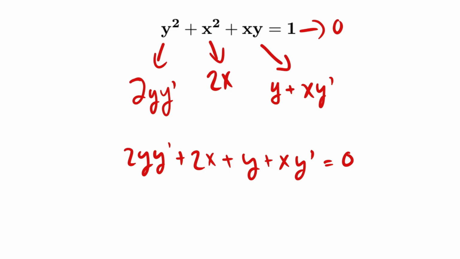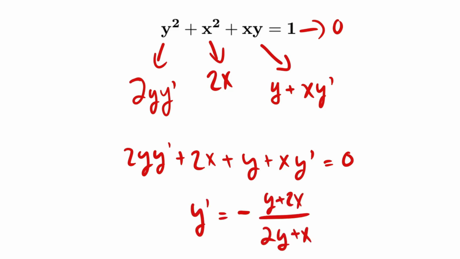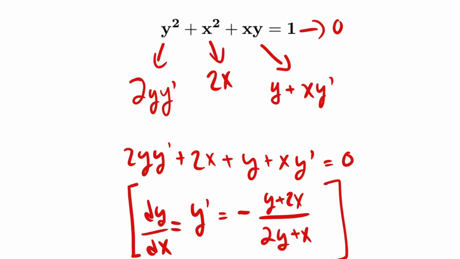And here now, all you have to do is solve for y prime. So separate the y prime and send all the others to the other side of the equation. When you do that, you're going to get y prime equals negative of y plus 2x divided by 2y plus x. So this is our answer. Y prime equals dy dx, which represents the derivative of y. Okay, so that was the shortcut.